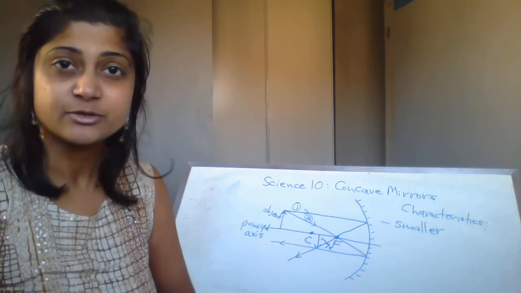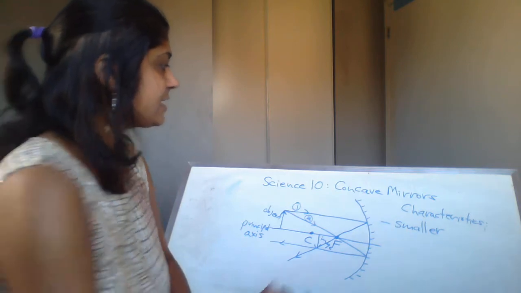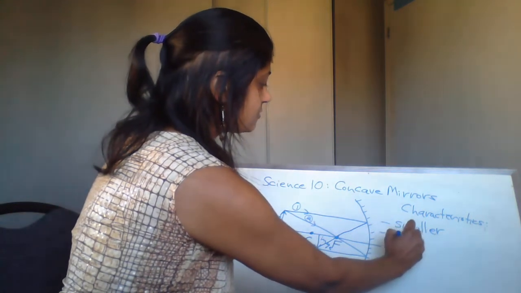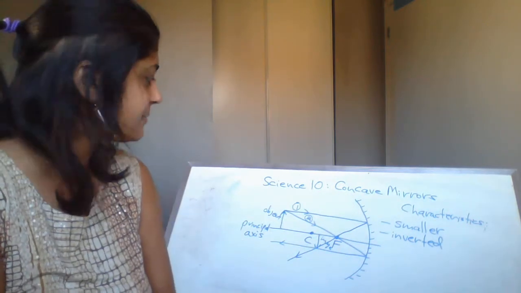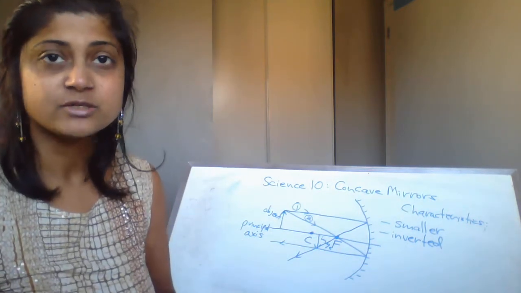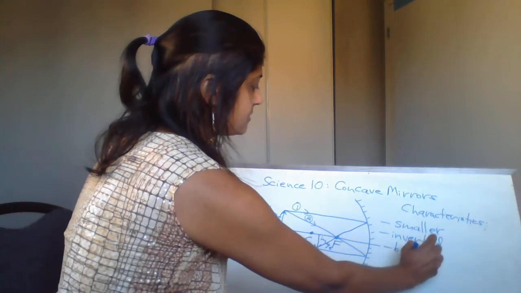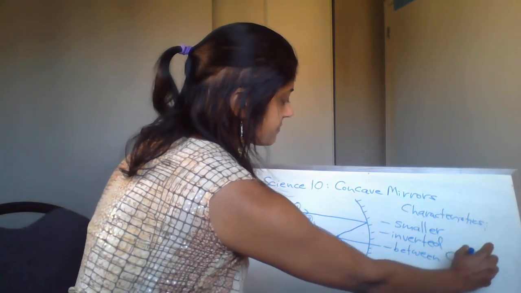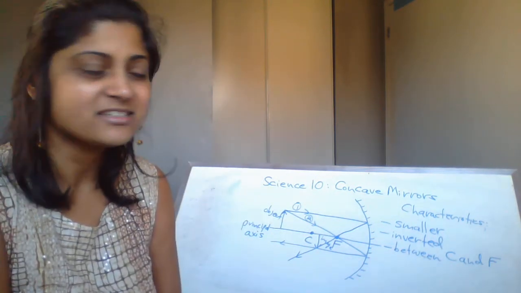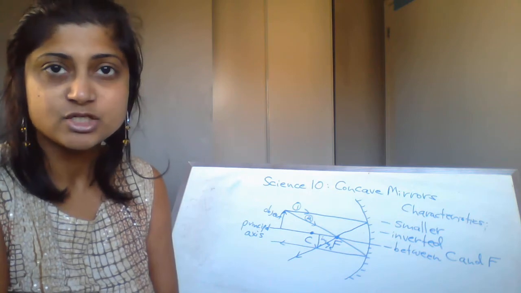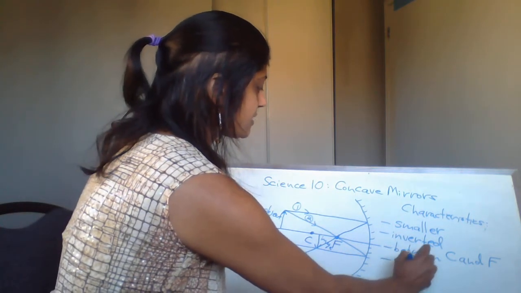So in this first scenario, the image should be smaller than the object, and I can see that it is upside down, or inverted. That's what it means. In terms of the location, I should be writing where I see it. So this is between the center and the focus, just like this. Because this image is forming in front of the mirror, this is actually a real image.